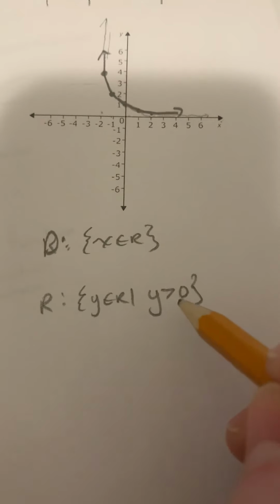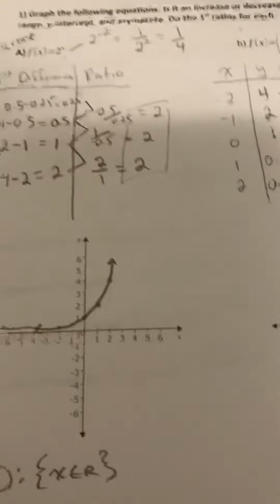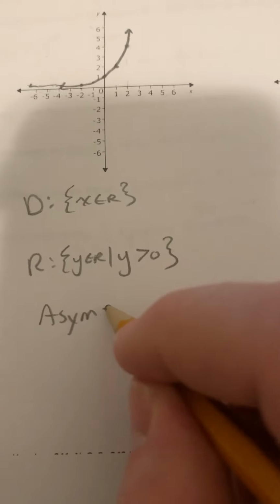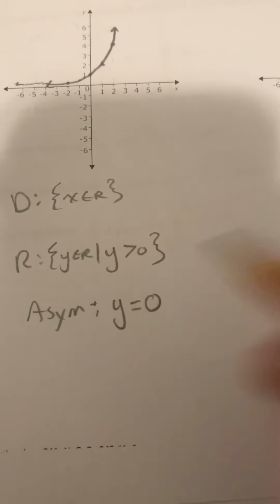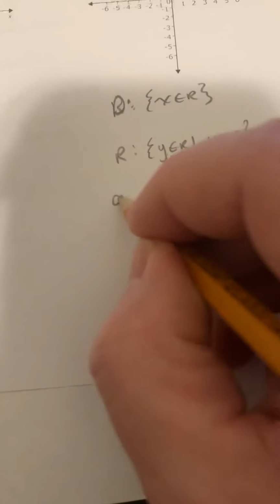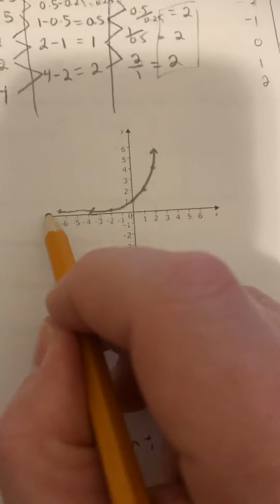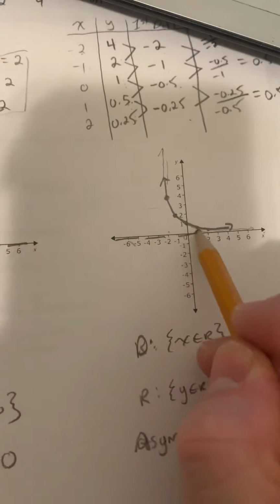Okay, it's not equal to because it never actually touches it, because there's an asymptote there. So where is the asymptote? The asymptote is at y equals 0, because that's the point where the graph does not touch. And that would be the same for both of them. I'm just using SM as the short form. So y equals 0 is where the asymptote is. That's along the x-axis. That's the asymptote.